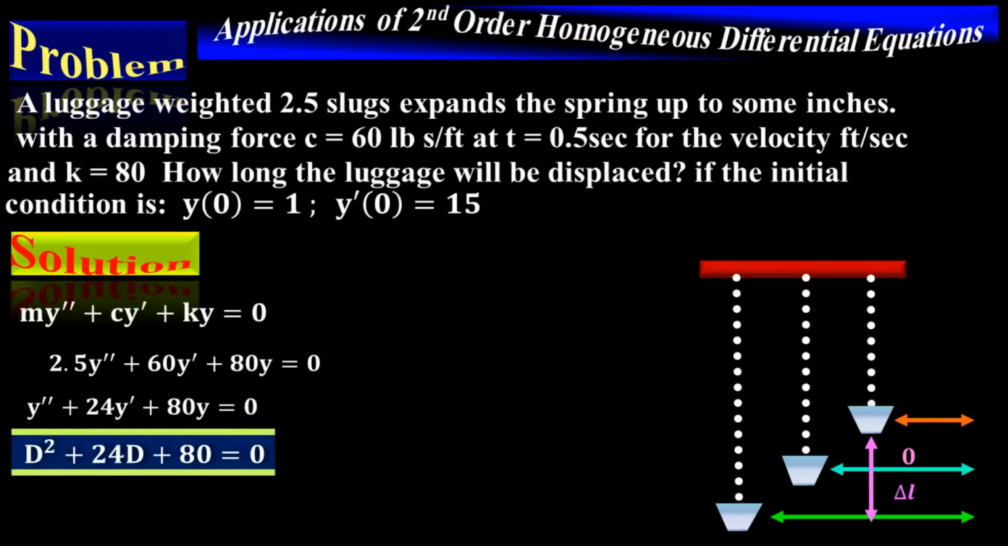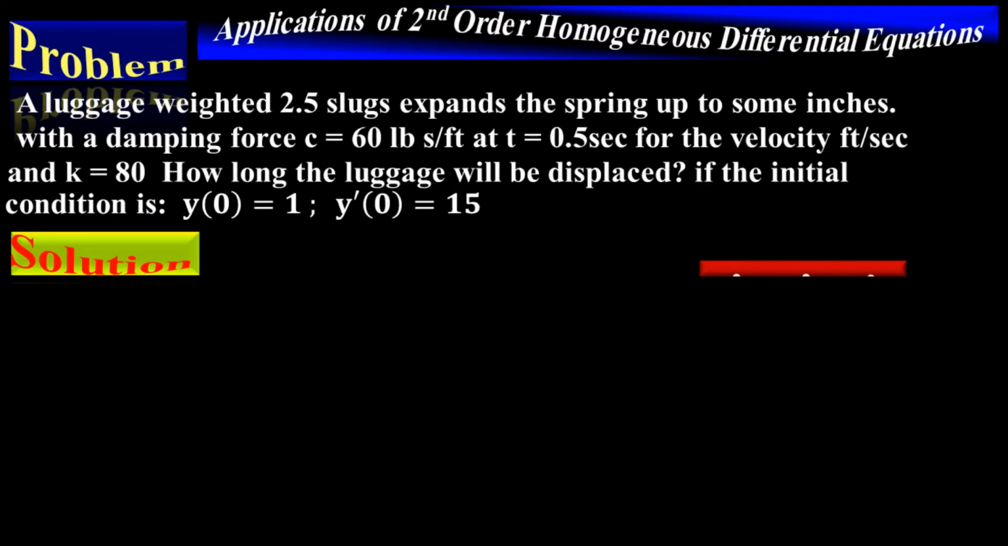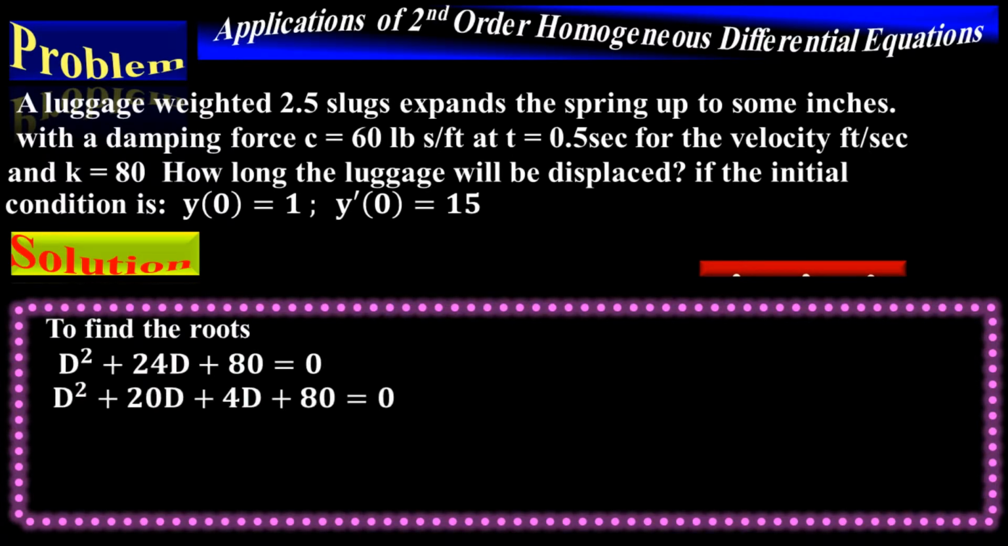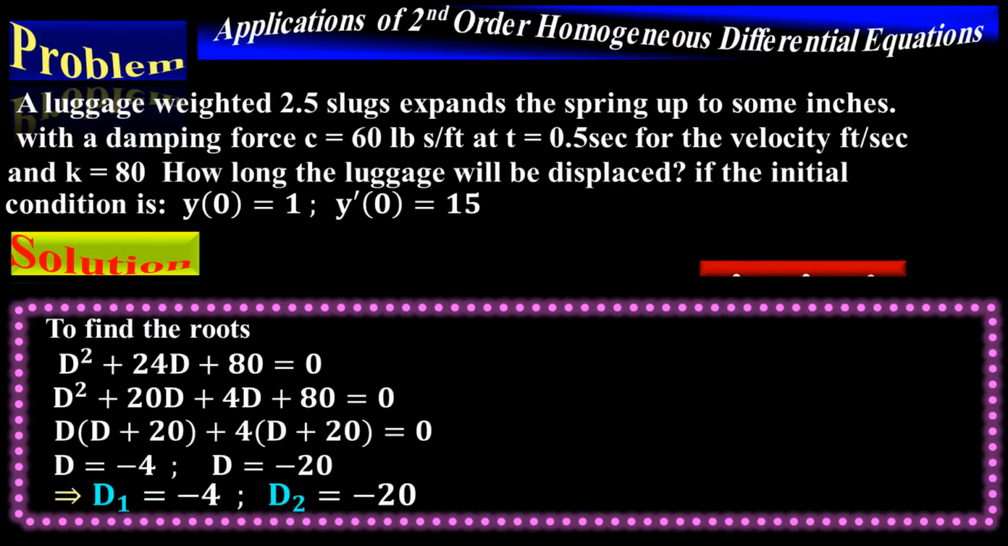Now I'm going to find the roots. To find the roots, this equation can be written as D squared plus 20D plus 4D plus 80 equals 0. It is a simple factorization method. Solve the equation further, you will get D sub 1 equals minus 4, D sub 2 equals minus 20.